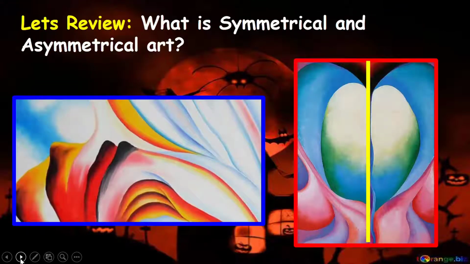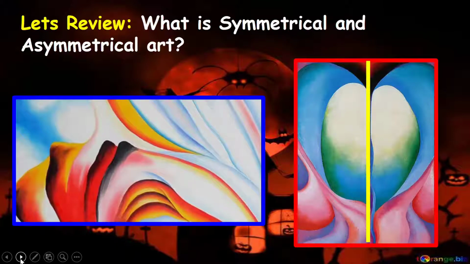Let's review. Last week we learned about symmetrical and asymmetrical art. Can you tell by looking at these two paintings which one is symmetrical and which one is asymmetrical? These are created by the very famous artist Georgia O'Keeffe. She was a master at creating both symmetry and asymmetry. Which one do you think is symmetrical? Take a look and take a guess.